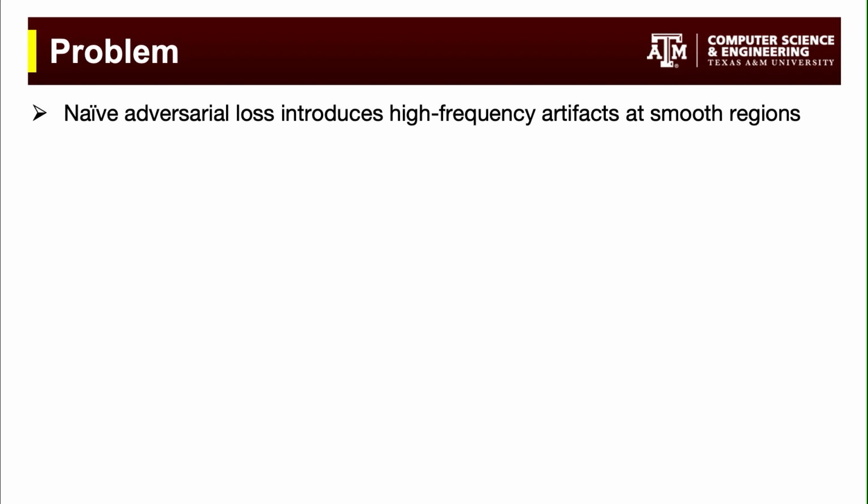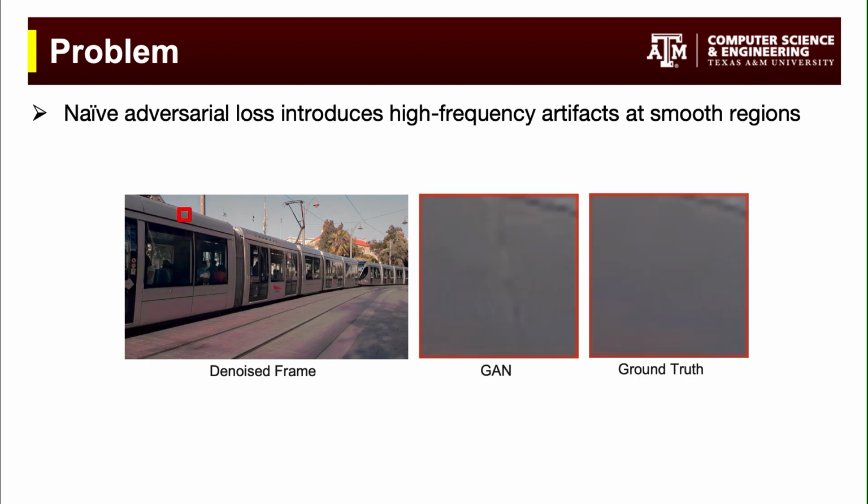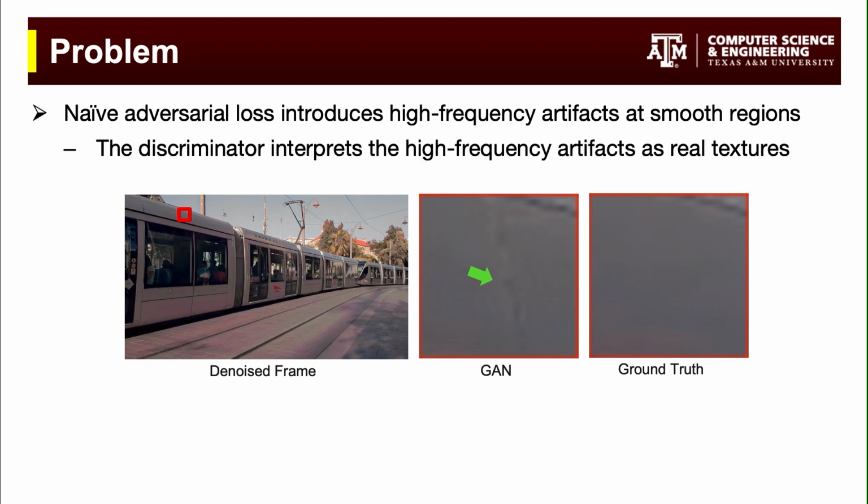Unfortunately, by using a naive adversarial loss, high-frequency artifacts appear in the smooth regions of the generated frames. To see this, let's look at a denoised frame generated by this approach. I'm going to focus on the insets to better show the problem. As indicated by the arrow, the result of the generative adversarial network has a high-frequency artifact in the smooth regions. This is mainly because the discriminator interprets the high-frequency artifacts as real textures.